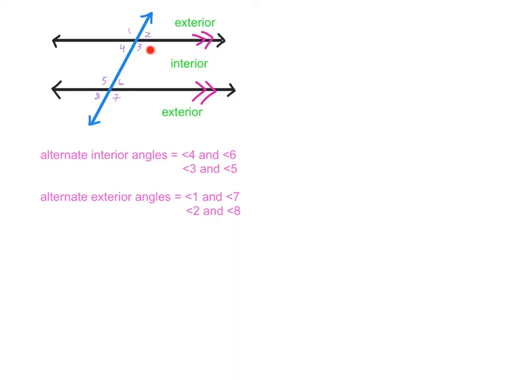The same holds for angles 3 and 5. They are on alternating sides, so one to the right and one to the left, and they are in the interior. Okay, we can do the same thing for the alternate exterior angles.